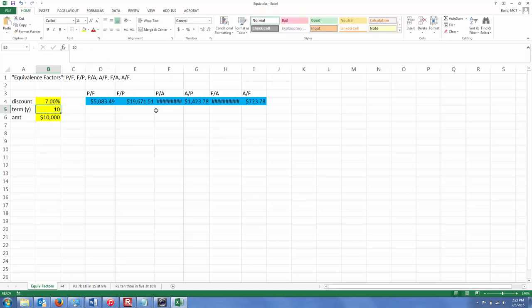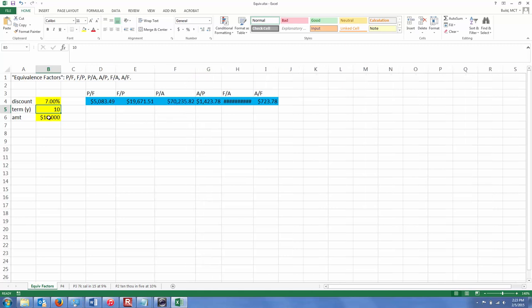Okay, 7%. So what this means is if I had $10,000 now and I got 7% interest, I'm going to have $19,671 in 10 years. Or it means if I put in $5,000 now and let that grow at 7%, I'll have $10,000 in 10 years. Clear? Easy? Nothing big? Okay.